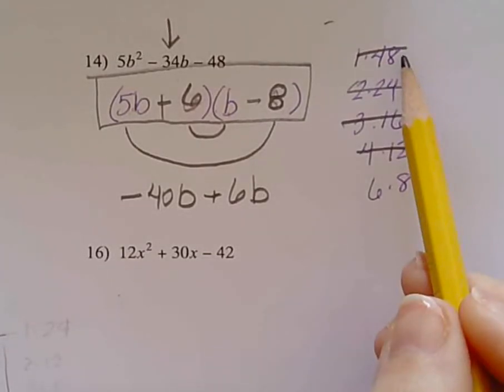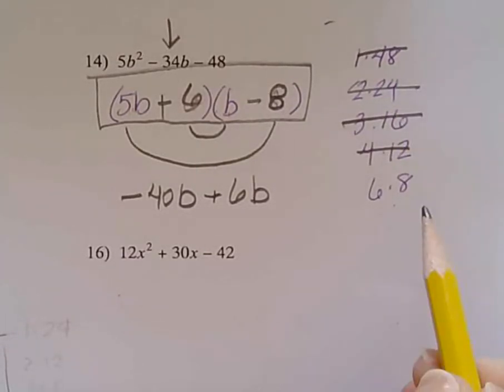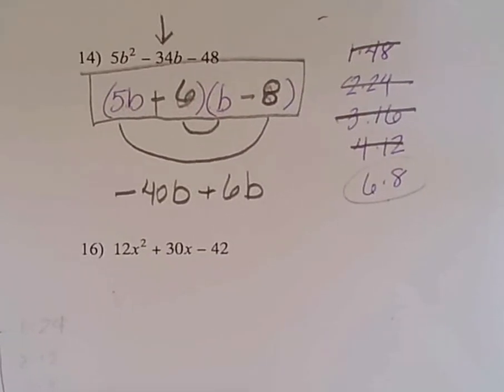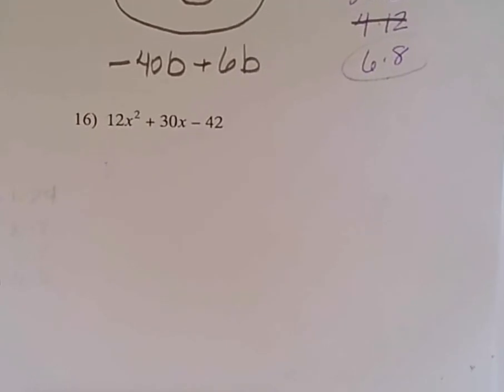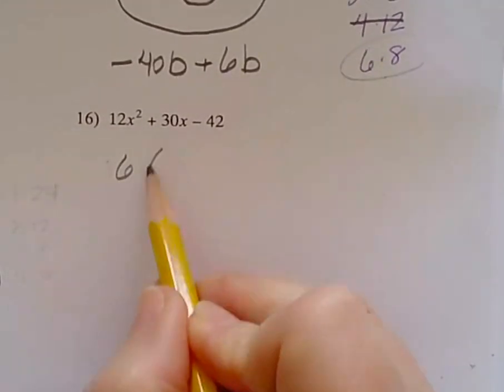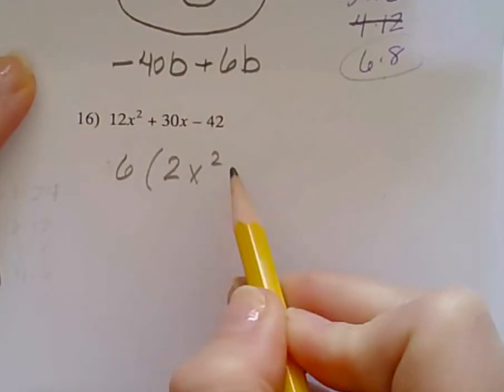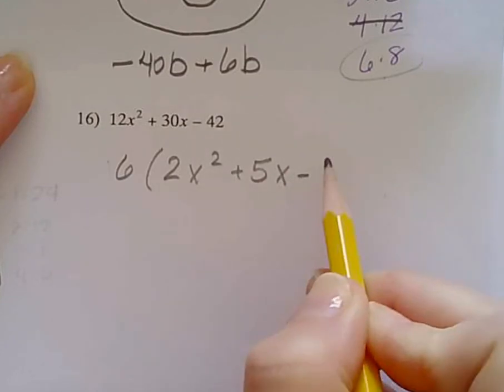I always start at the top. It's my habit. If you start at the bottom, hey, maybe you got that the first time around. Good for you. Number 16. Look for something common. I'm going to pull out a 6. 2x squared plus 5x minus 7.